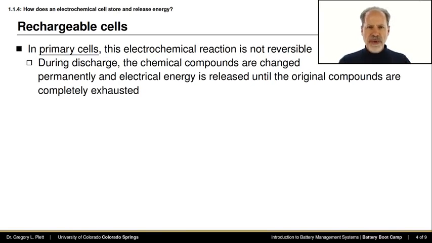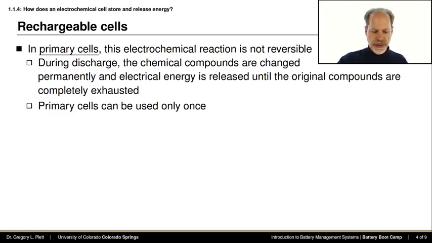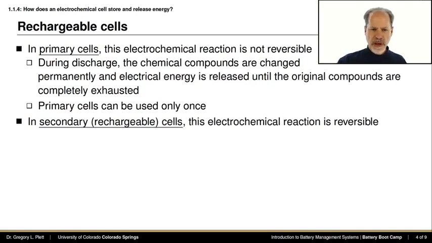During discharge, the chemical compounds are changed permanently, and so the electrochemical potential energy is released until the original compounds are completely exhausted. And even if I try to recharge a primary battery, the compounds that have been formed during discharge will not recombine into the original compounds that were present before the discharge, and therefore it will not recharge the battery cell. And this is the principal reason that primary cells can be used only one time.